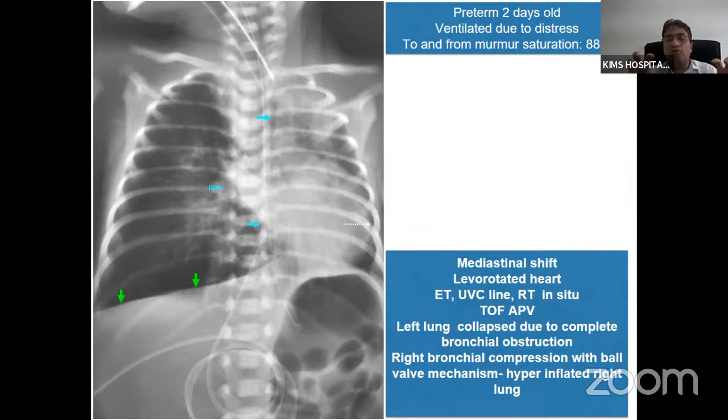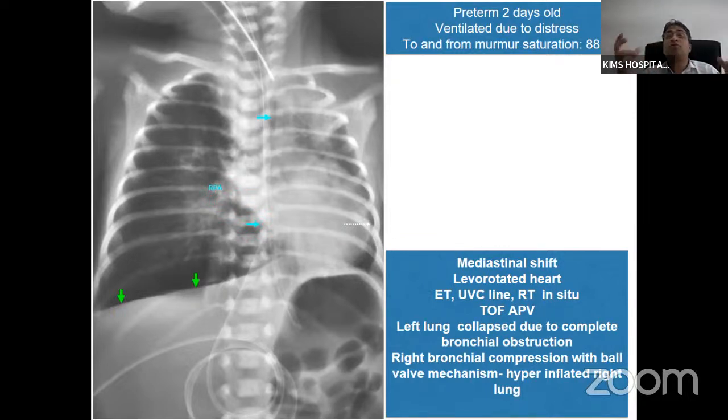So whenever a to-and-fro murmur is there, there are only two diagnoses, AS/AR and PS/PR. So when there is a to-and-fro murmur, you have to correlate with the clinical picture, because here the to-and-fro murmur, desaturation and the lung obstruction are present.